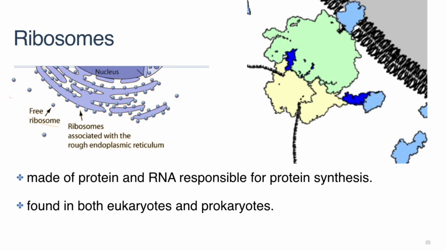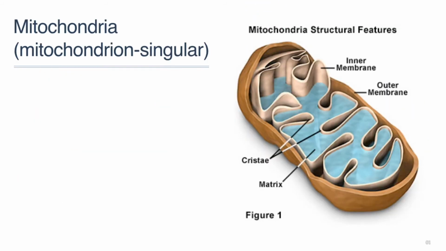Now, in eukaryotes, ribosomes can be found free-floating in the cytoplasm, but also attached to the endoplasmic reticulum. Next is the mitochondria, the powerhouse of the cell, because the mitochondria's job is to produce energy for the cell in the form of a molecule called ATP.